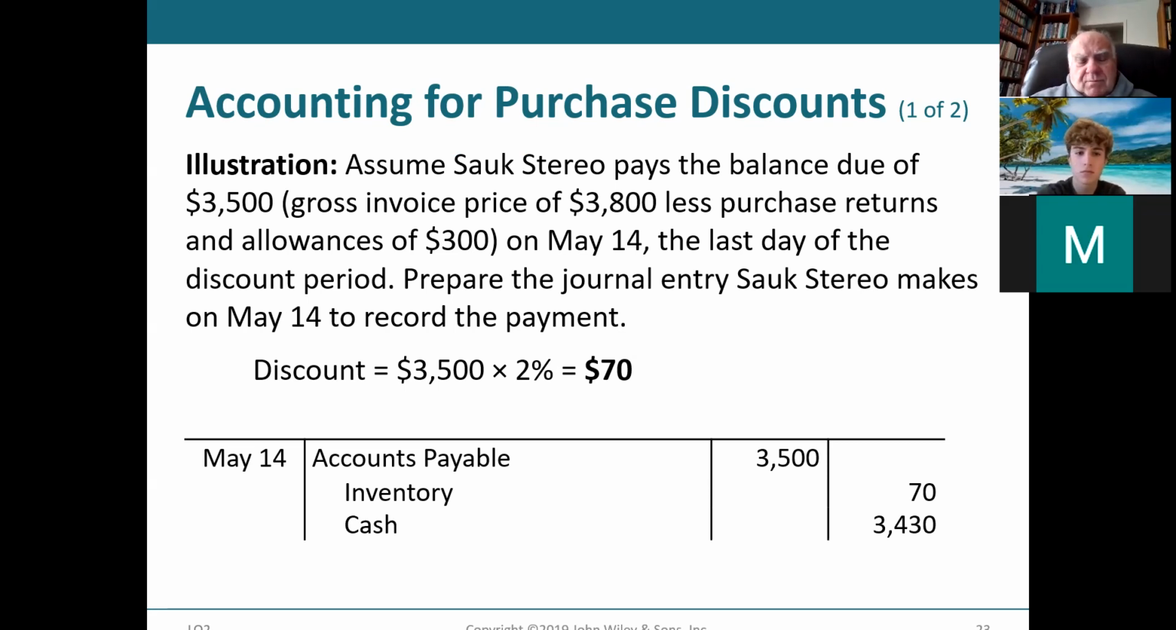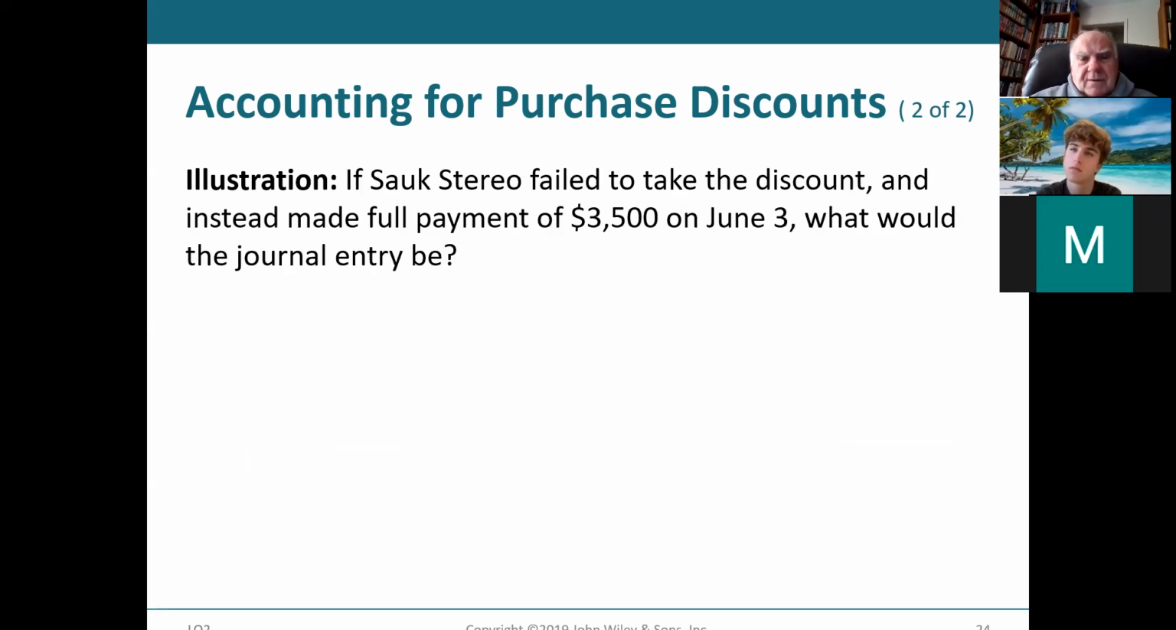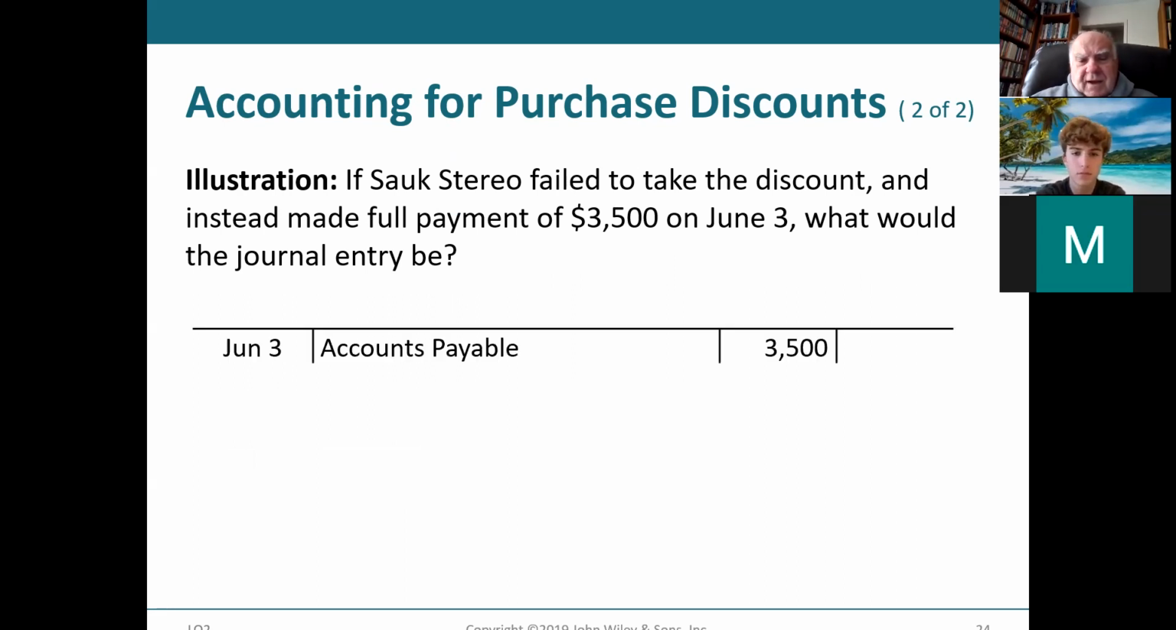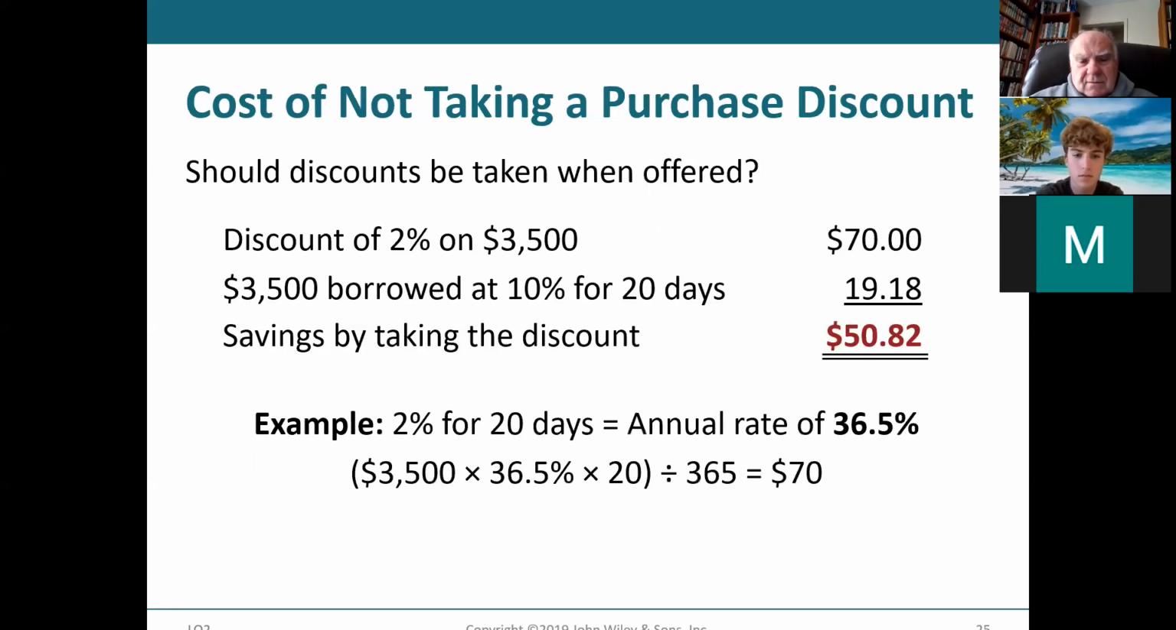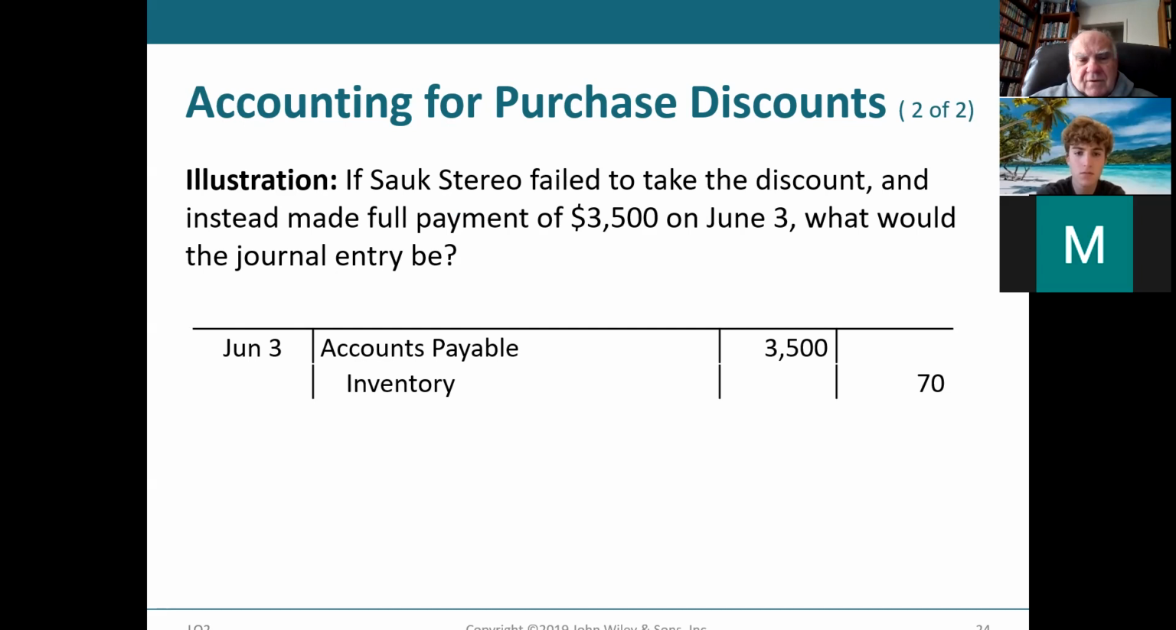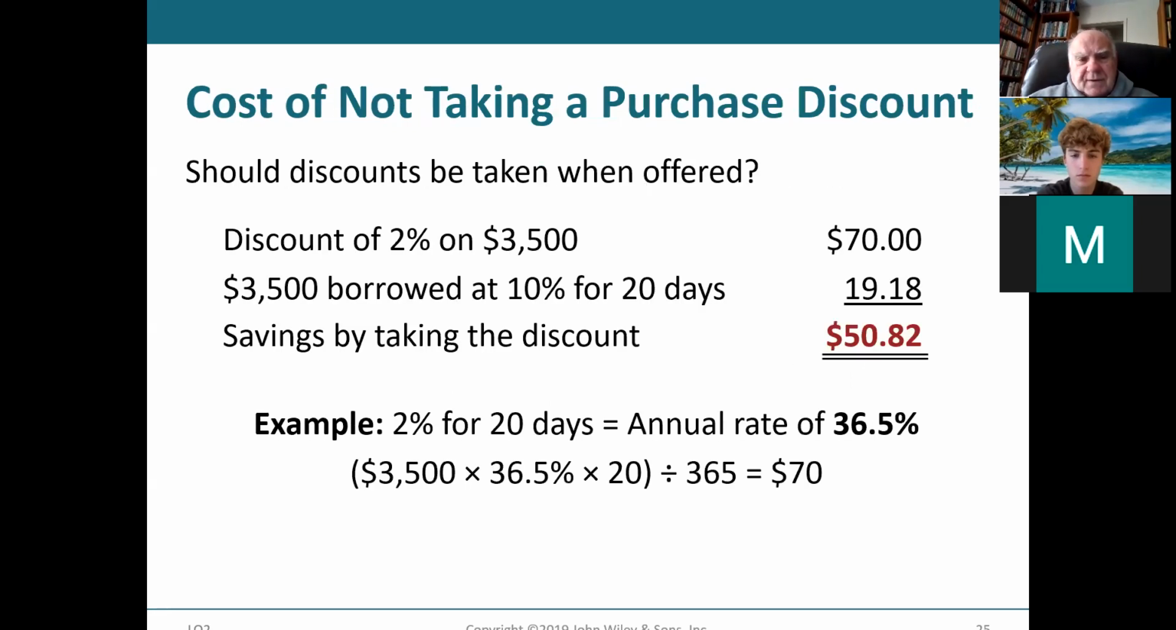So you pay something, you have a discount coming to you. That's what it looks like. You settled a bill for $3,500 with just $3,430. The difference of $70 is the purchase discount, which we call inventory. If they fail to take the discount, they have to pay the whole amount, $3,500. And here's another Wiley slide that's all screwed up. This should be $3,500 in cash. It's just another of the many Wiley screw ups.